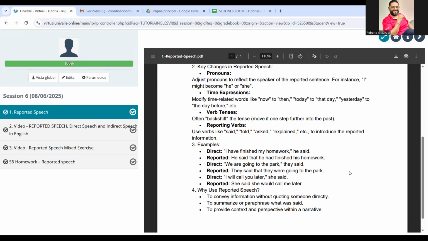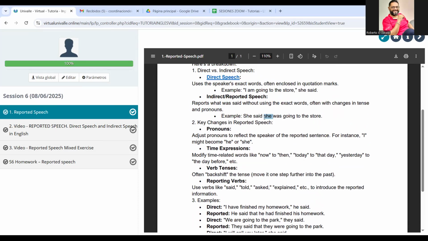Verb tenses: often backshift the tense, move it one step further into the past. Just like I was explaining here, she said, "I'm going to the store." In this tense, we change it to she said she was going to the store. So that's what it means. We shift back one grammatical tense.